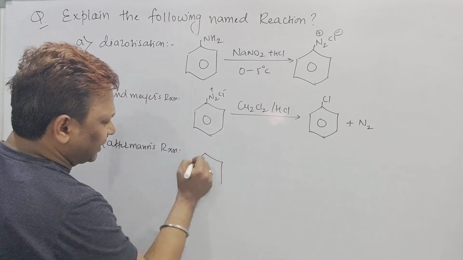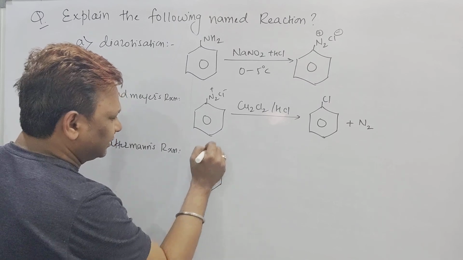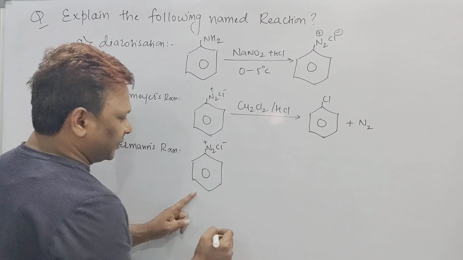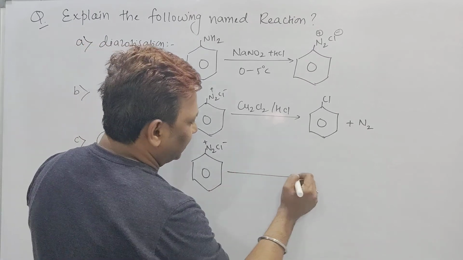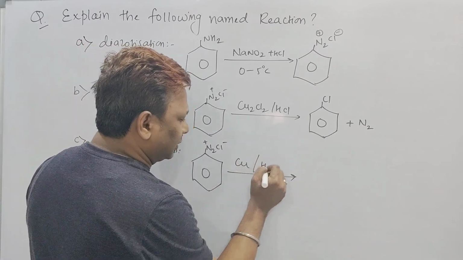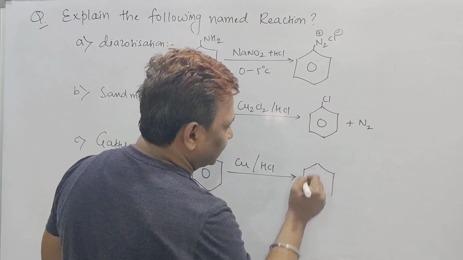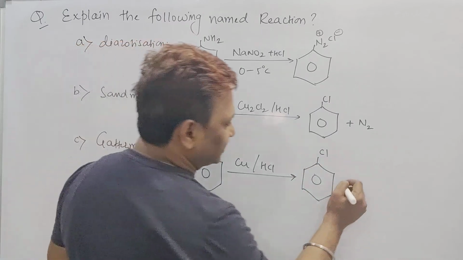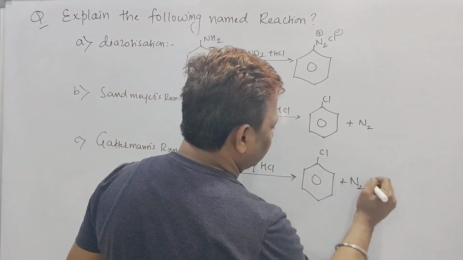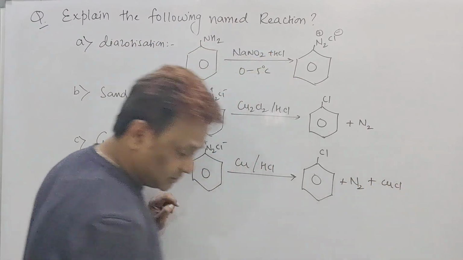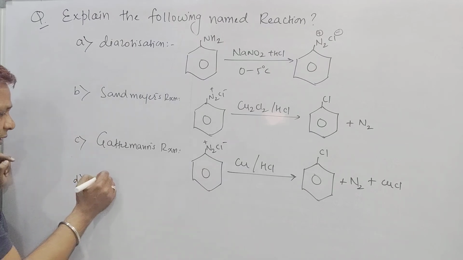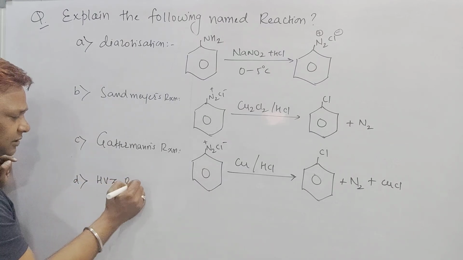In Gattermann reaction also it is the same: benzene ring bearing N2 positive and Cl negative, called benzene diazonium chloride. But when it is treated with copper powder and HCl, it gives rise to what? Benzene ring bearing Cl group, called chlorobenzene, plus N2 gas plus CuCl. Right, beta? And the last one we did, the fourth one, is the HVZ reaction.